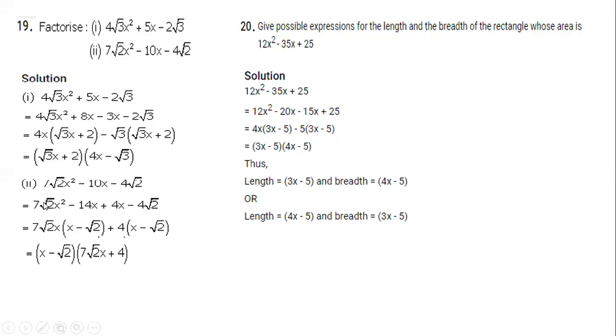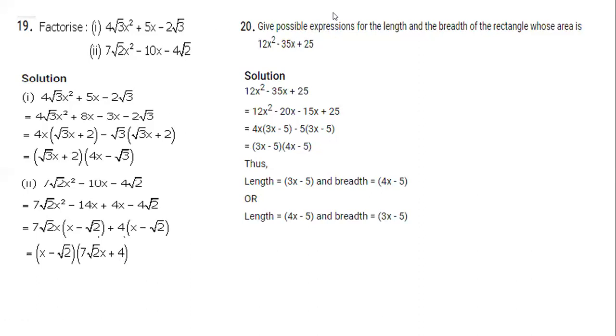So this expression can be written as 7 root 2x square minus 10 can be written as minus 14x plus 4x. Minus 14 plus 4, minus 10. And minus 14 into 4, minus 56. Minus 4 root 2 as it is. Take out 7 root 2 common from this one. Take out 4 common from this. And we are left only with x minus root 2 into 7 root 2x plus 4. This is your question number 19.